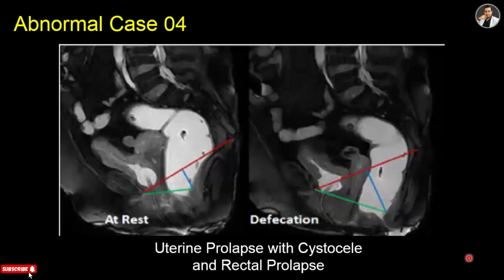So go to the next case, and this is a uterine prolapse with cystocele and rectal prolapse. You can also see the reference lines of the pelvic floor at rest and during the defecation process. At the defecation process, you can see uterine prolapse, that means the uterus goes down below the reference line or PCL line, and also the cystocele, that means the bladder is prolapsed, and the rectum also prolapsed. So all the organs are prolapsed down.